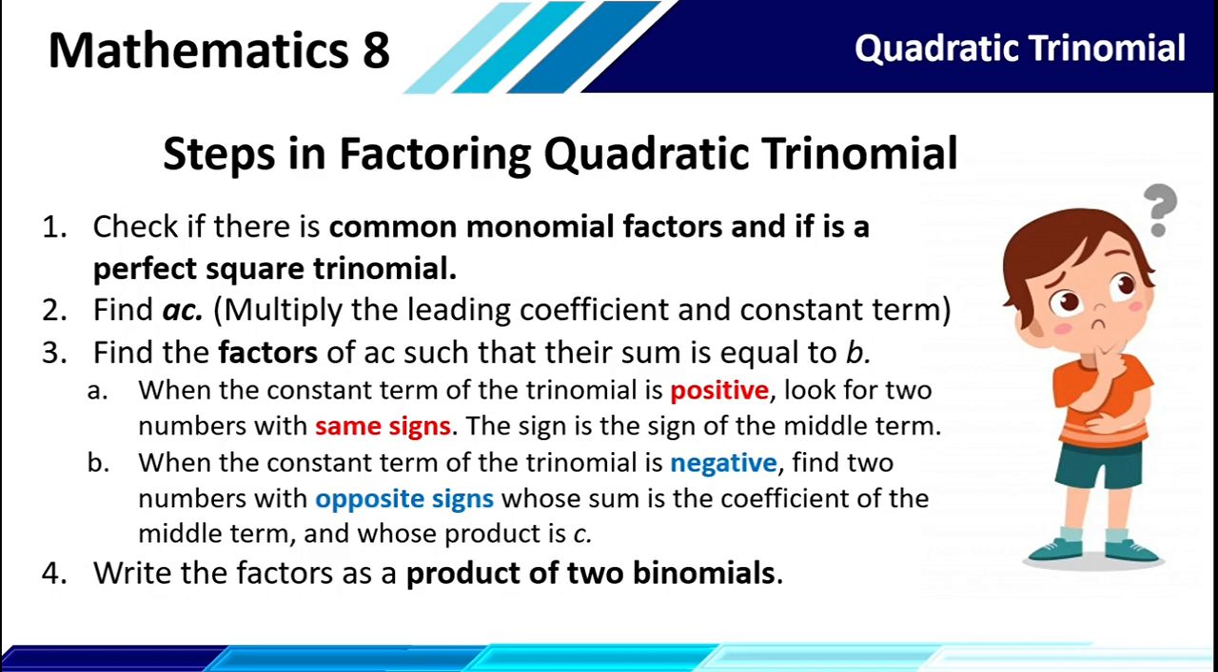For easy finding, when the constant term of the trinomial is positive, look for two numbers with the same signs. The sign is the sign of the middle term, B. When the constant term of the trinomial is negative, find two numbers with opposite signs whose sum is the coefficient of the middle term and whose product is C. And lastly, write the factors as a product of two binomials.